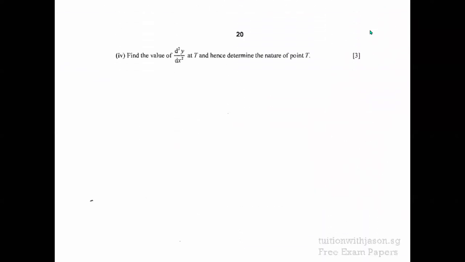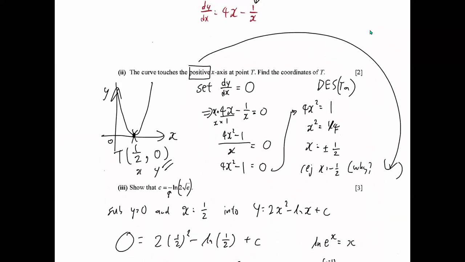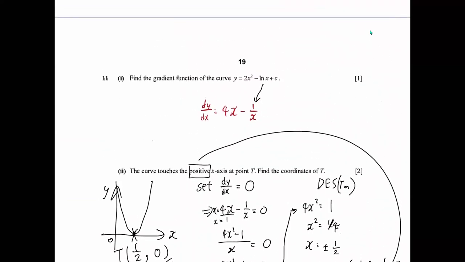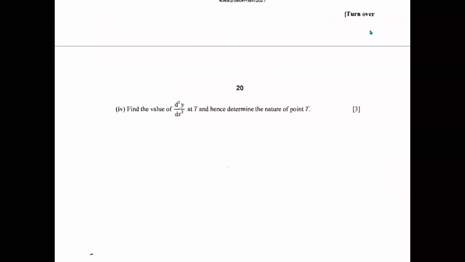Part 4. Now, find the value of d2y by dx squared at point t and hence determine the nature of point t. Okay, Ken. So we already found the first derivative, dy by dx. Let's just recycle that. How do you find d2y by dx squared now? Just differentiate.